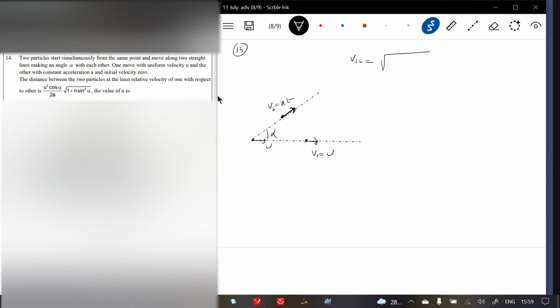v12 is equal to v1 square... v12 bar is needed, no? So 180 minus alpha will come. v2 bar will be in this direction. v12 bar means v1 bar minus v2 bar, no? It is. So therefore this should become v1 square plus v2 square plus 2 v1 v2 cos of 180 minus alpha.